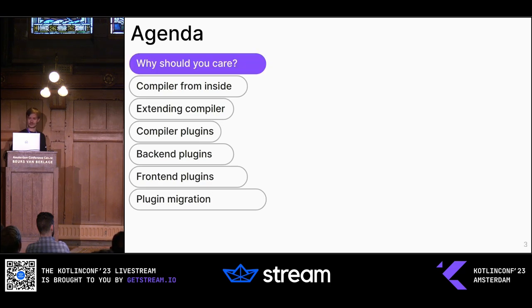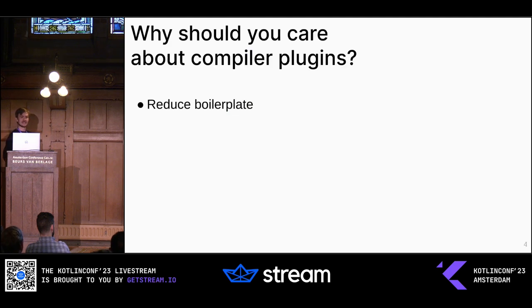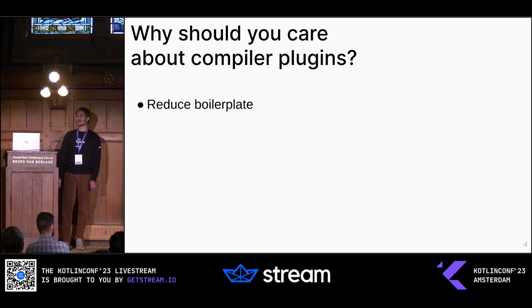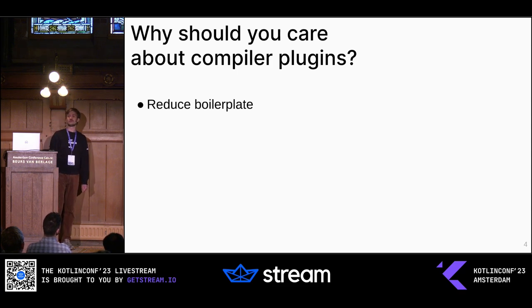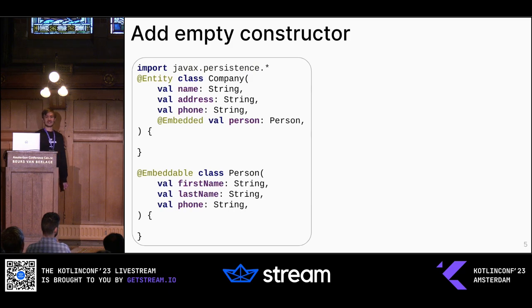Why should anybody care? Primarily, there are two main reasons to think about using compiler plugins. The first, the simpler one, is about reducing the amount of boilerplate code. Let us consider an example.